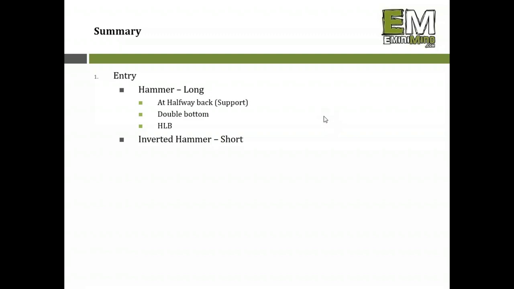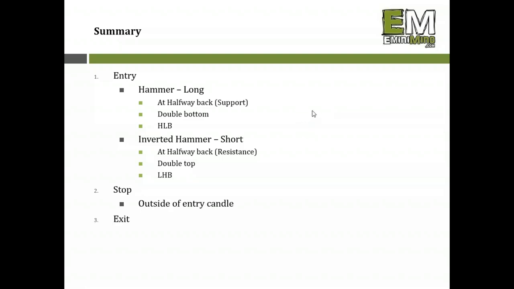So to kind of summarize things here, with the entry candle for hammers, we're looking for longs above hammers, so one tick above the hammer's high. You can look at a halfway back for an entry, a double bottom for a long entry, and the high and low bar is really what you're looking for. The highest price of the lowest bar in the pullback is your entry. Inverted hammer for shorts, just kind of the flip of the longs. Halfway back is your resistance, your halfway back short. Double top is your resistance level that you're looking to short, and then the low of the high bar. The initial stop is just outside of that entry candle, and then your exit would be just trailing your stop behind each candle.